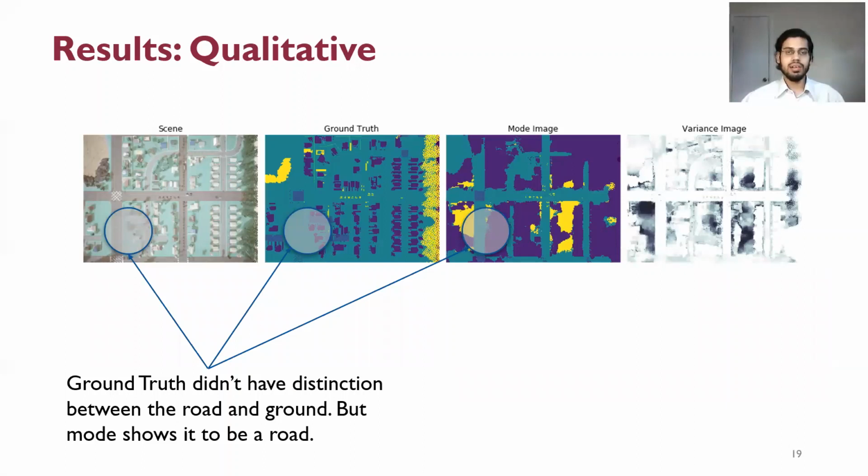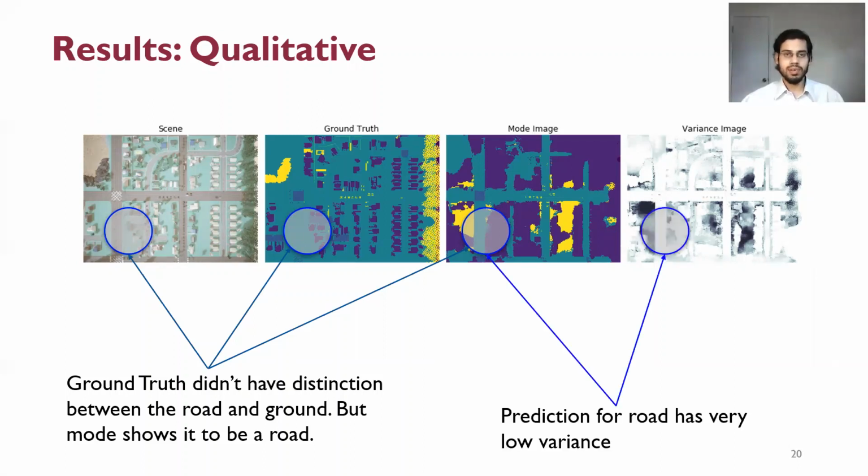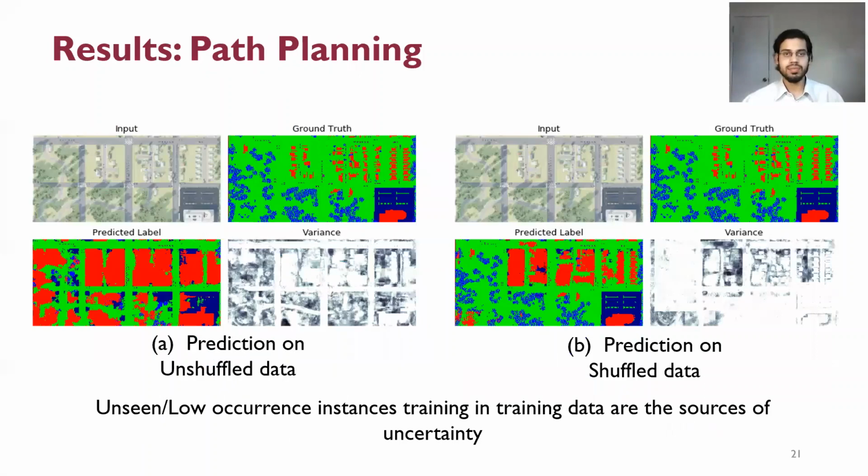As expected, in the predictions, we see that the mode of the predicted label is able to identify the roads well. Also, the prediction for roads has a low variance, indicated by the bright regions in the variance image. We want to verify whether the test split of our unshuffled data indeed has uncertain regions. For this, we trained models on shuffled and unshuffled data, and we find that for shuffled data, mode is closer to the ground truth, and there are more certain predictions as compared to the unshuffled data.